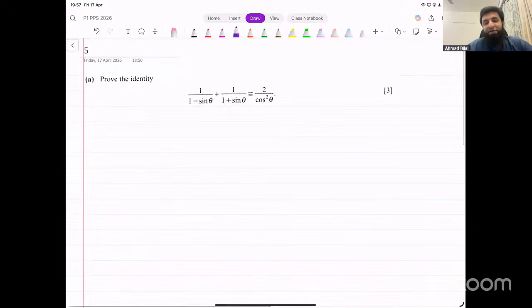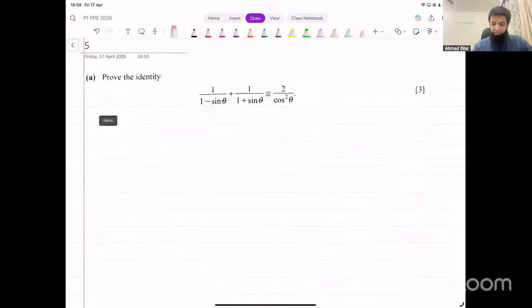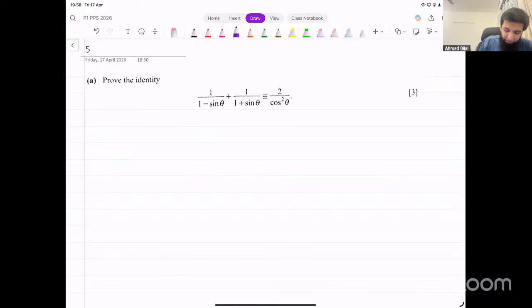All right. Prove this identity. That's the next question that we've got. 1 over 1 minus sine theta plus 1 over 1 plus sine theta. That is identical to 2 over cos square theta. That's what you want to prove. Now let's start from the left-hand side because we've got multiple fractions on the left side. It will be easier to simplify them to this single fraction. Okay. Let's simplify the left-hand side.